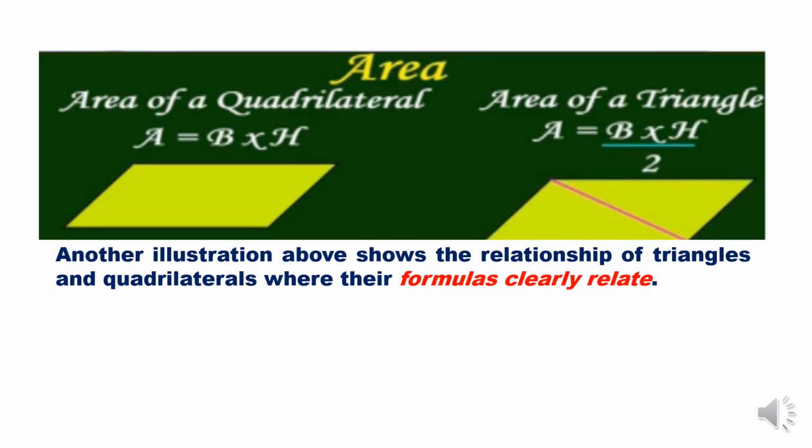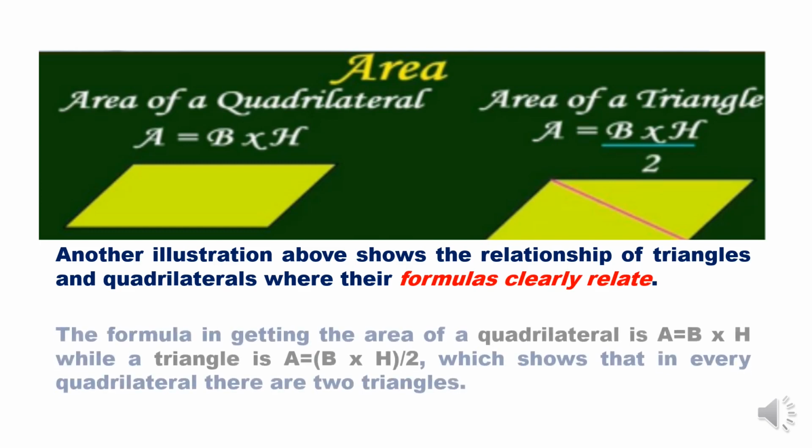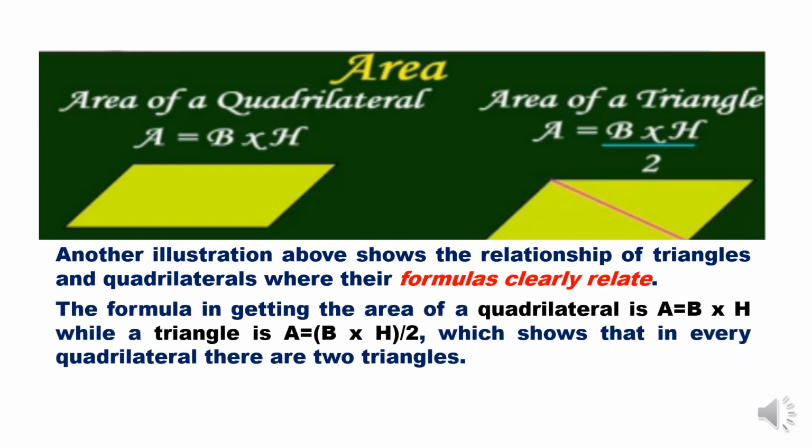Another illustration above shows the relationship of triangles and quadrilaterals where their formulas clearly relate. The formula in getting the area of a quadrilateral is area equals base times height, while a triangle is area equals base times height divided by 2, which shows that in every quadrilateral there are 2 triangles.